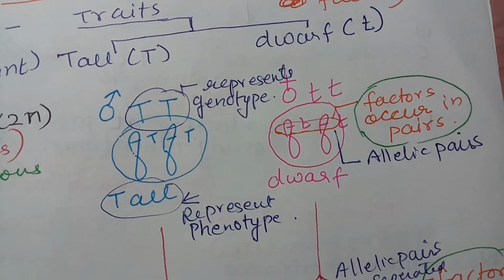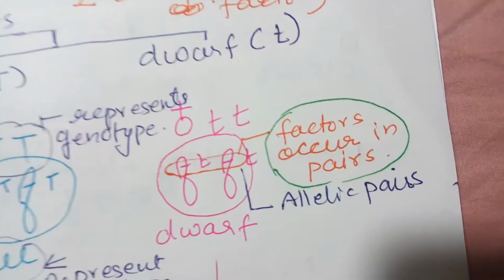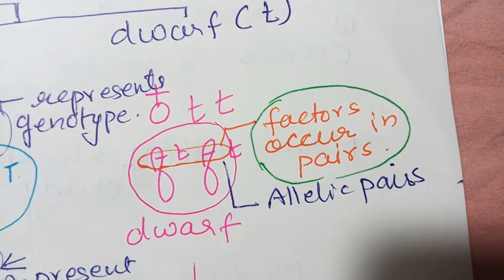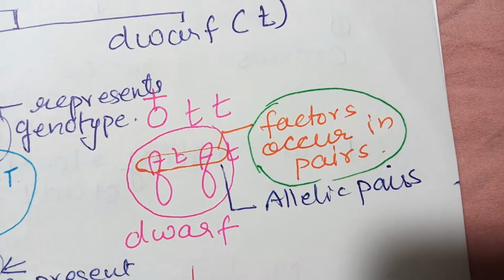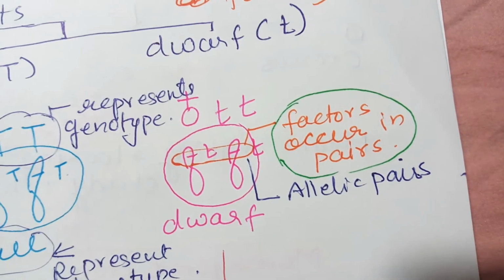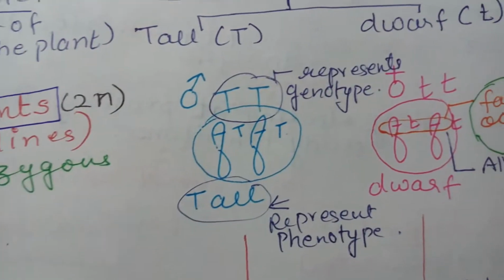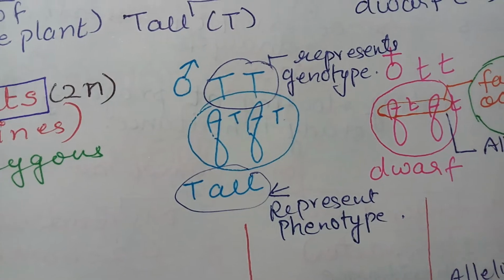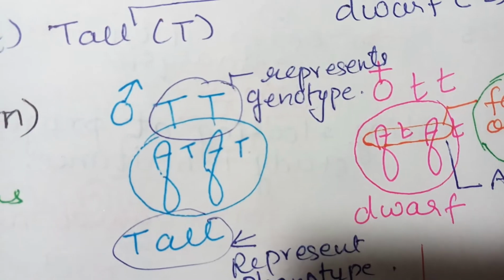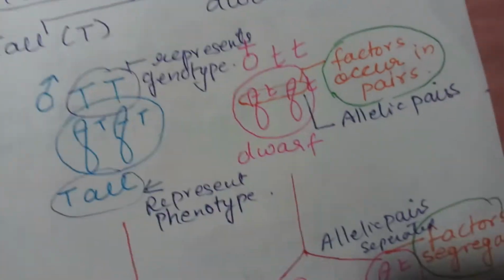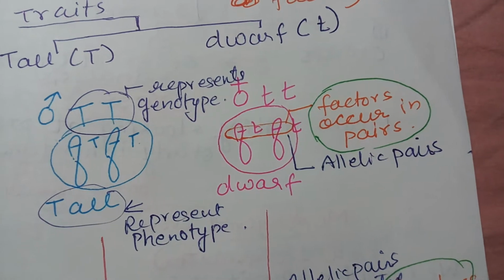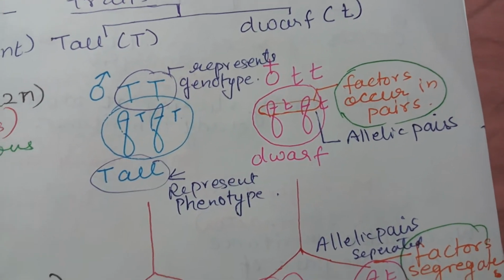Here you can see these represent the allelic pair as the factor. They occur in pairs as discussed by Mendel, and they represent the genotype. So one of the parents will be capital T capital T, which represents tall. The other parent will be small t small t, which represents the dwarf trait. So they are the genotypes.